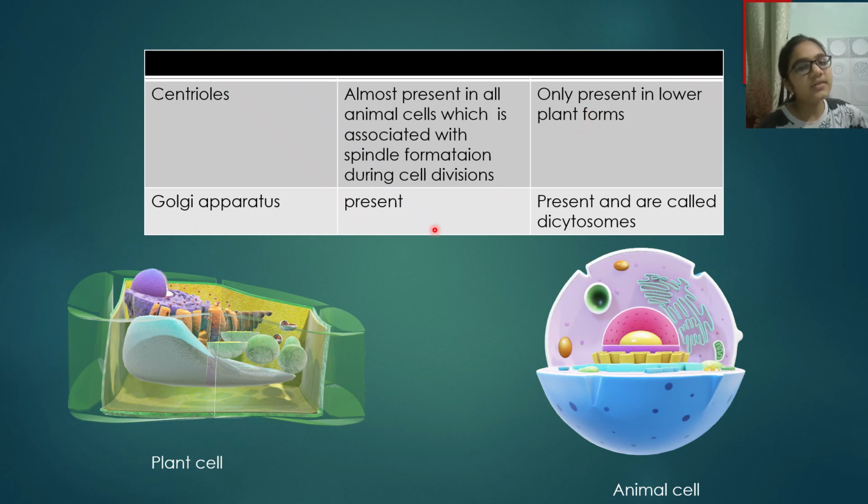Golgi apparatus it is present in the animal cell. जो हमारा plant cell है ना, उसमें भी present होती है Golgi apparatus. It is also present in the plant cell. But इसका name Golgi apparatus नहीं होता. What's its name? Its name is dictosomes. So we have differentiated both the plant and the animal cell. This is your diagram. ये plant cell है and this is the animal cell.